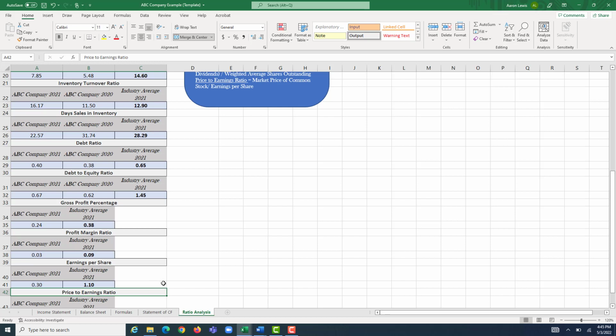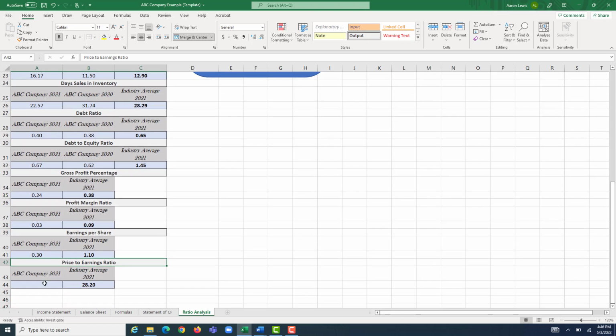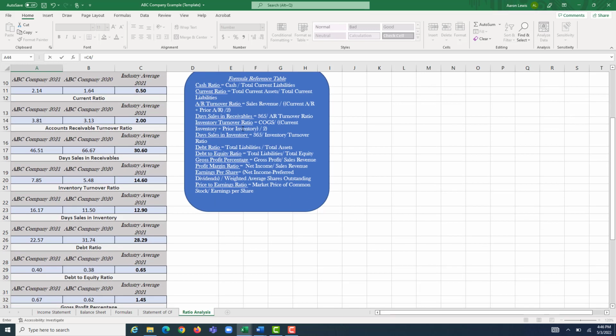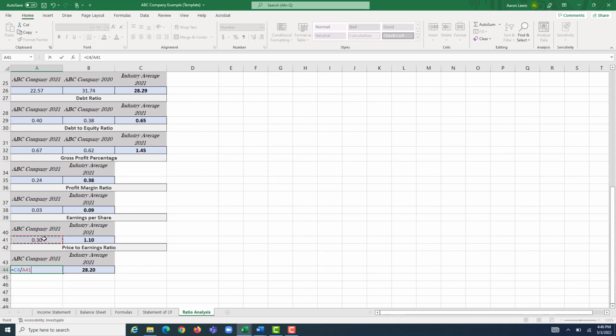Well, what about price earnings? Price earnings is a measure of how much money shareholders would have to pay to get at $1 of your company's earnings. The formula for it we have up here is the market price of common shares divided by our earnings per share. Well, let's go down into the cell down here. Let's hit equals. That market price of your stock at the end of the year is listed here was $6.25. Our earnings per share we just calculated was 30 cents. So if you take $6.25 and you divide it by 30 cents, you come up with 20.83.